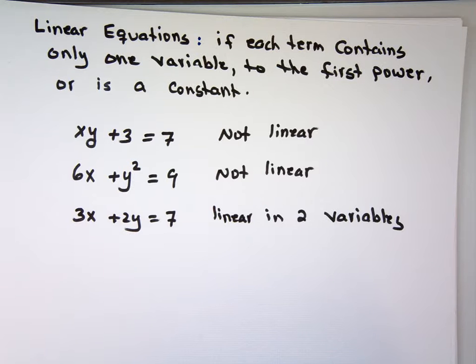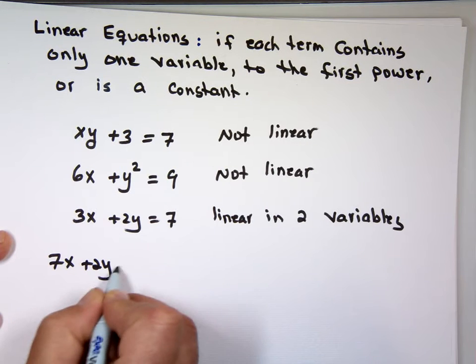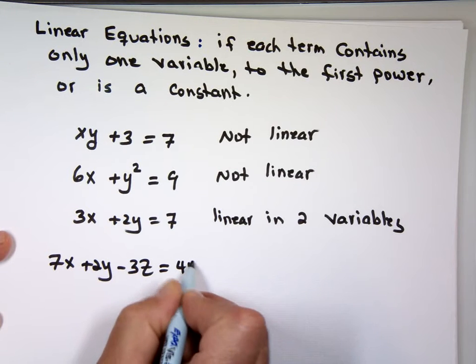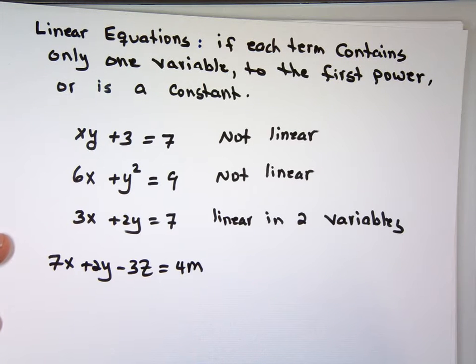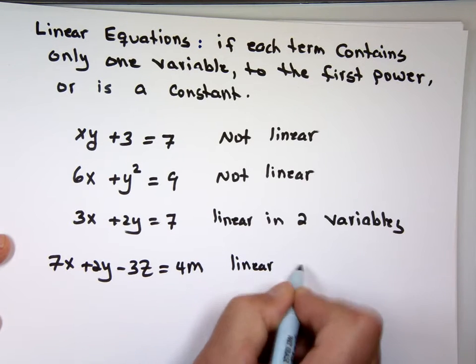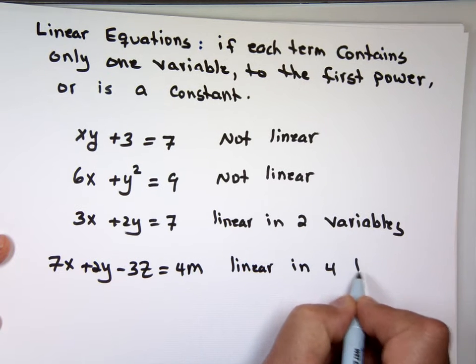You could have a linear equation in 3, 4, 5 variables. I could have 7x plus 2y minus 3z equals 4m. That's still, each term has one variable to the first power. So that is linear. But how many variables do you have there? 4 variables.